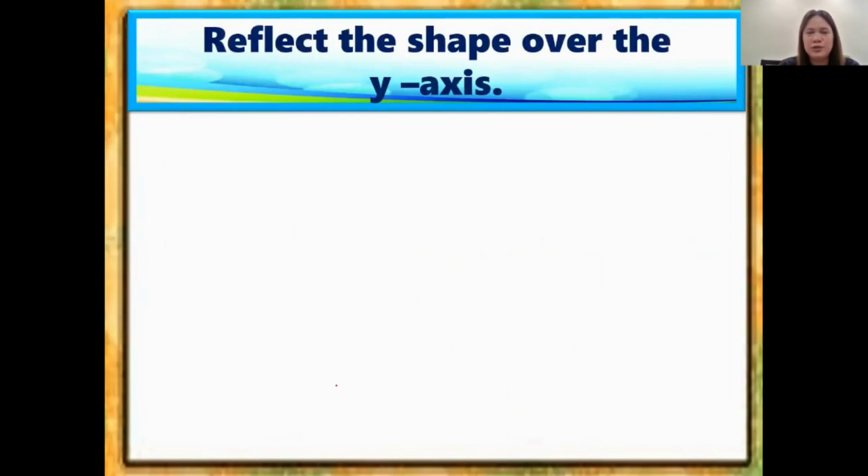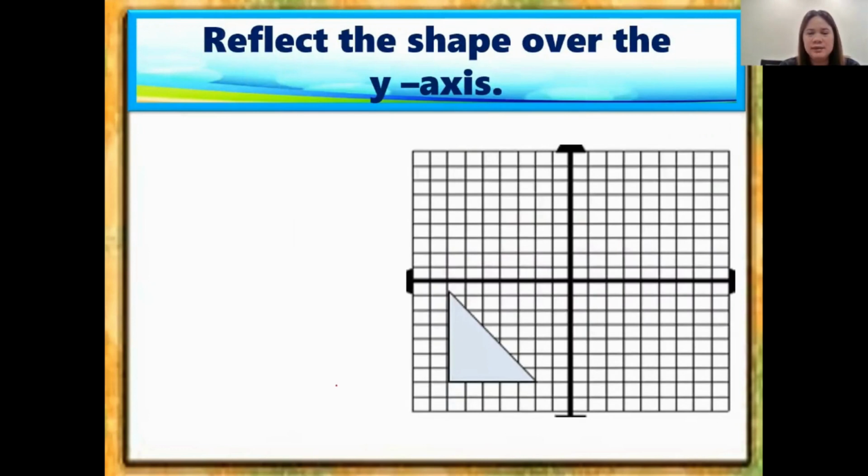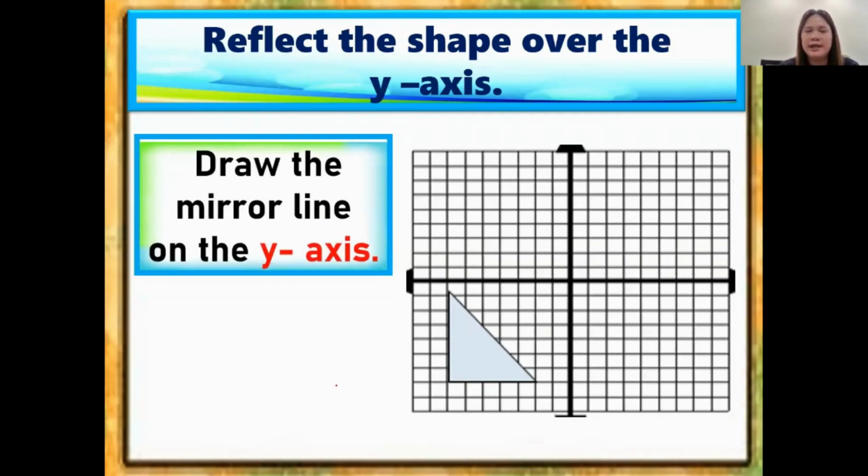Reflect the shape over the y-axis. So this is now our shape. Make sure you know where the y-axis is. Remember, we have the x-axis and the y-axis. So we need to draw the mirror line on the y-axis. Very simple. The vertical axis is your y-axis. And there are only 3 vertices or corners for the triangle, so reflect each of the corners on the opposite side and complete the shape.